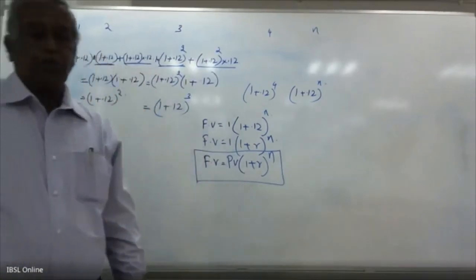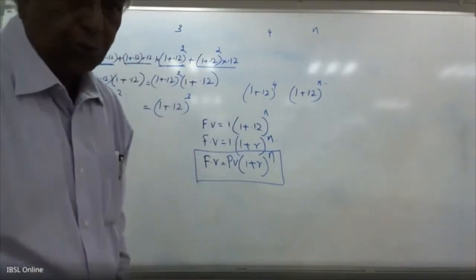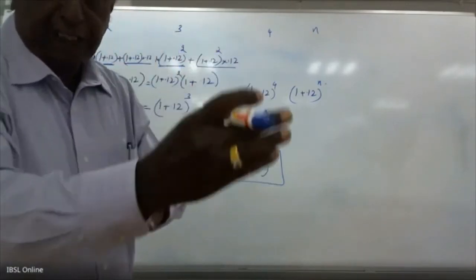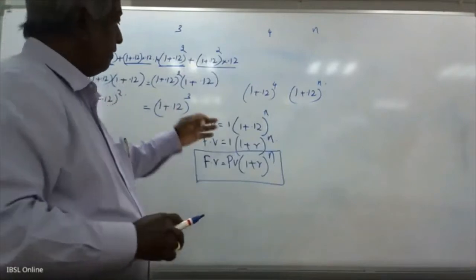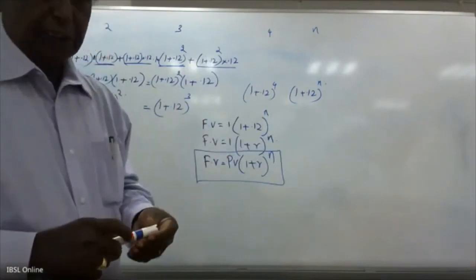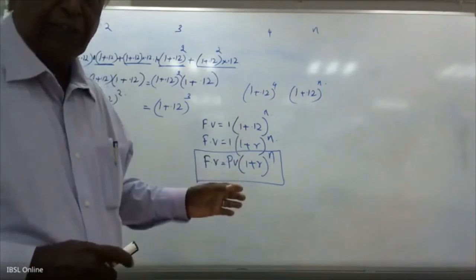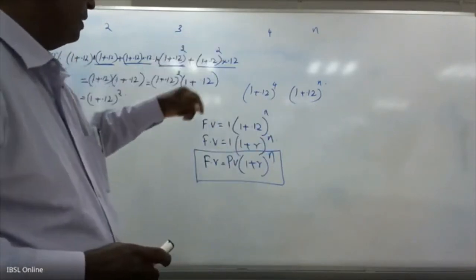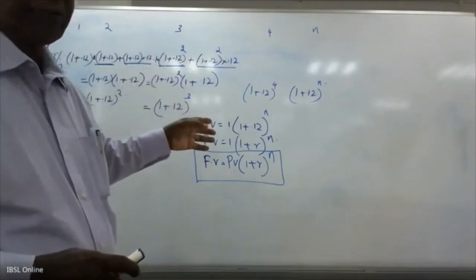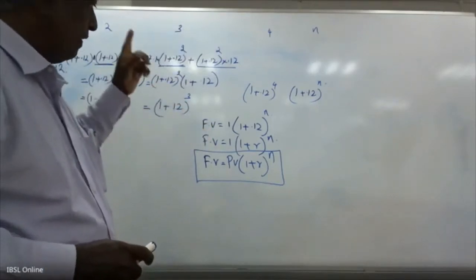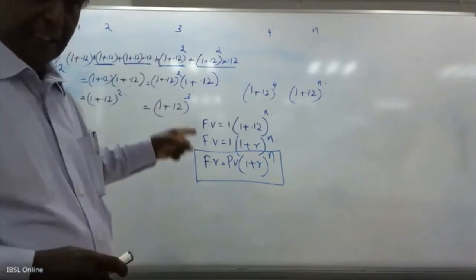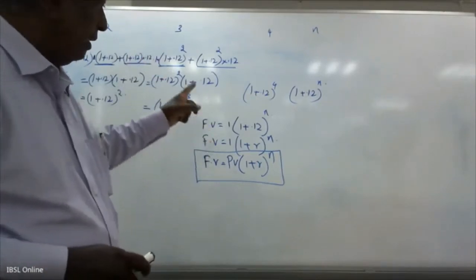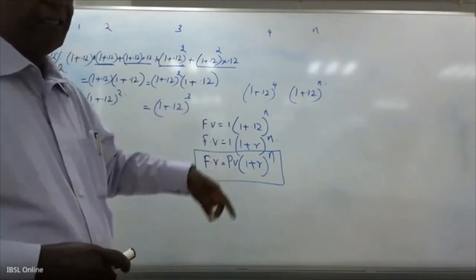This is the formula to convert present value to the future value. So we have derived it in a mathematical way. We have derived this formula: FV, the future value, is equal to PV, the present value, into 1 plus R, where R is the interest rate in decimal, to the power n.